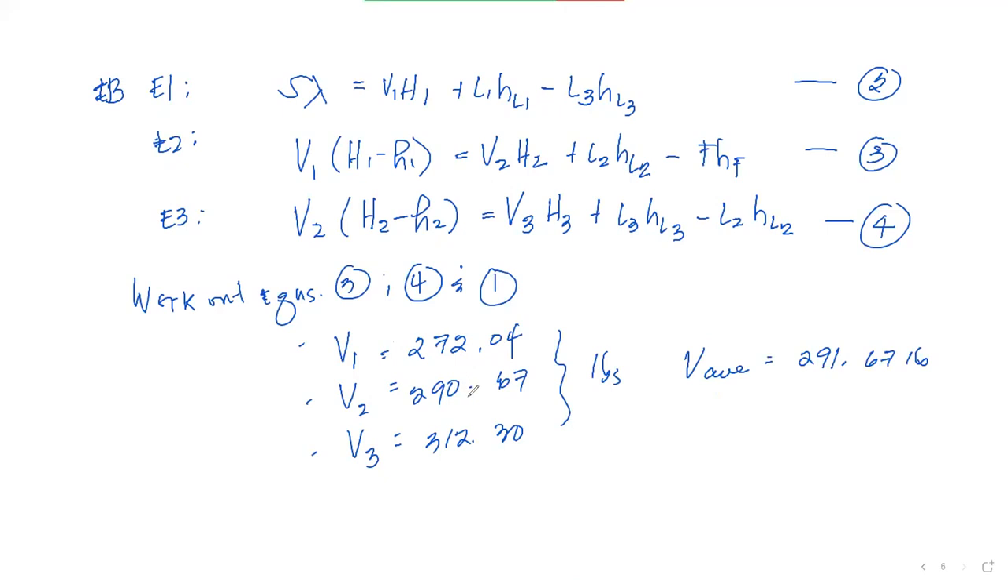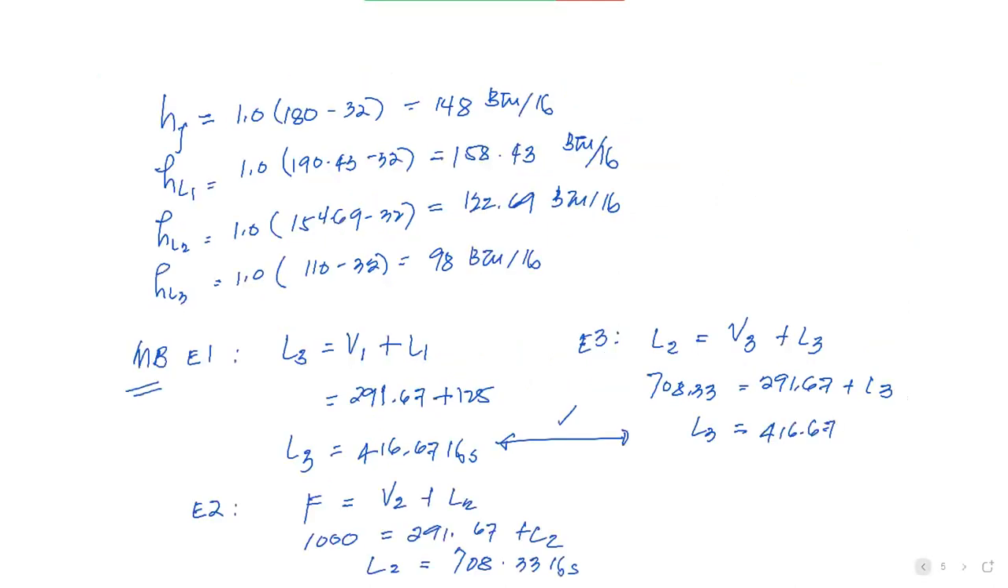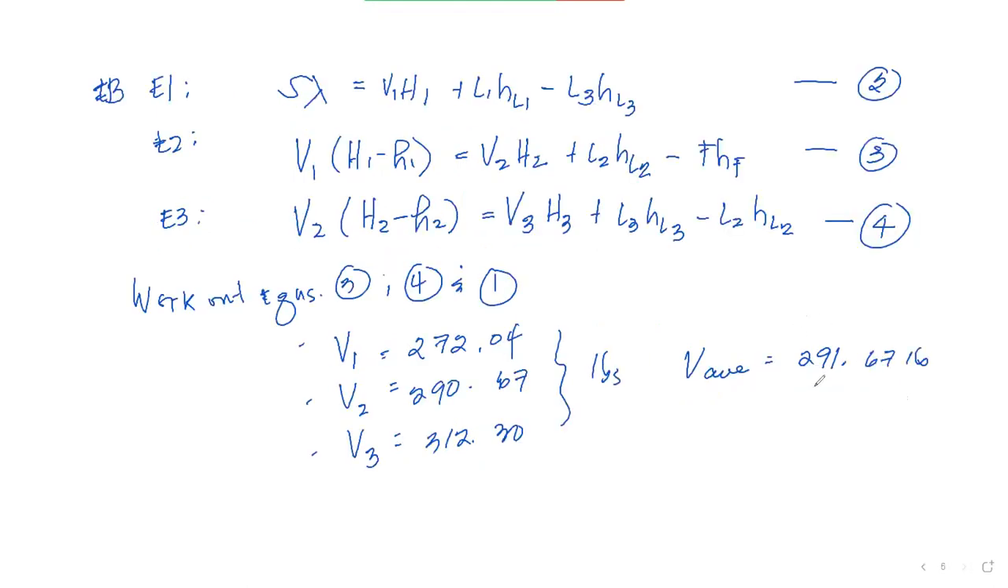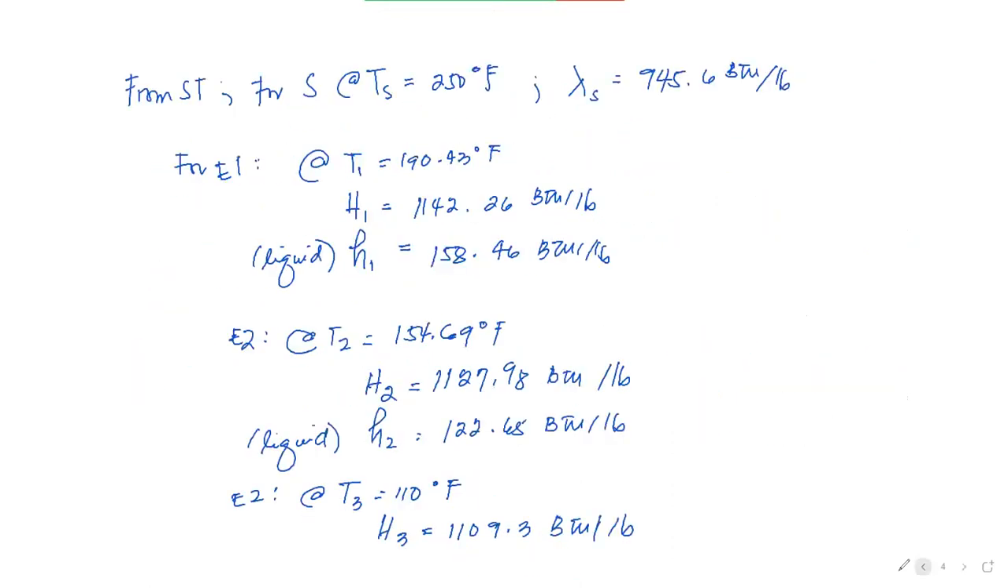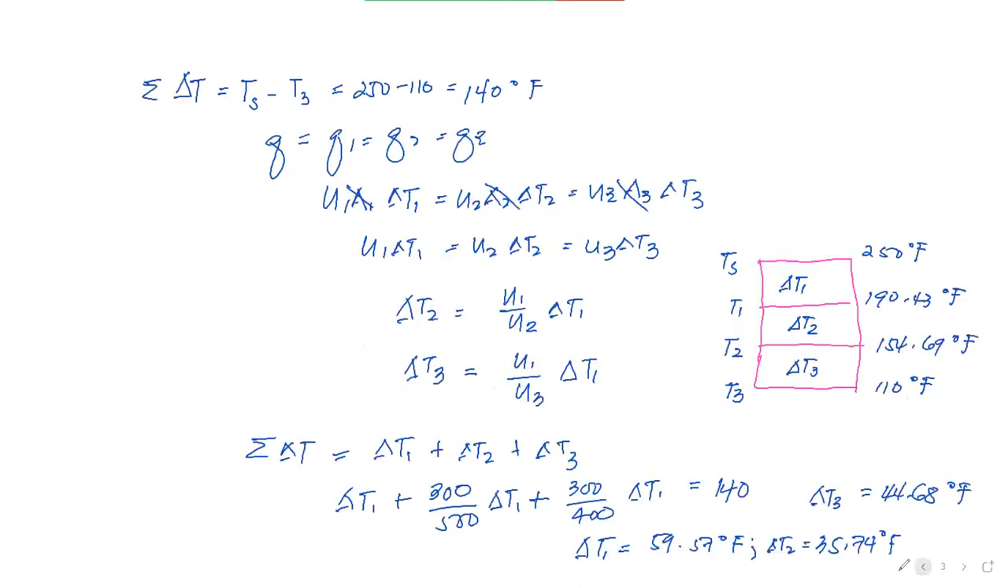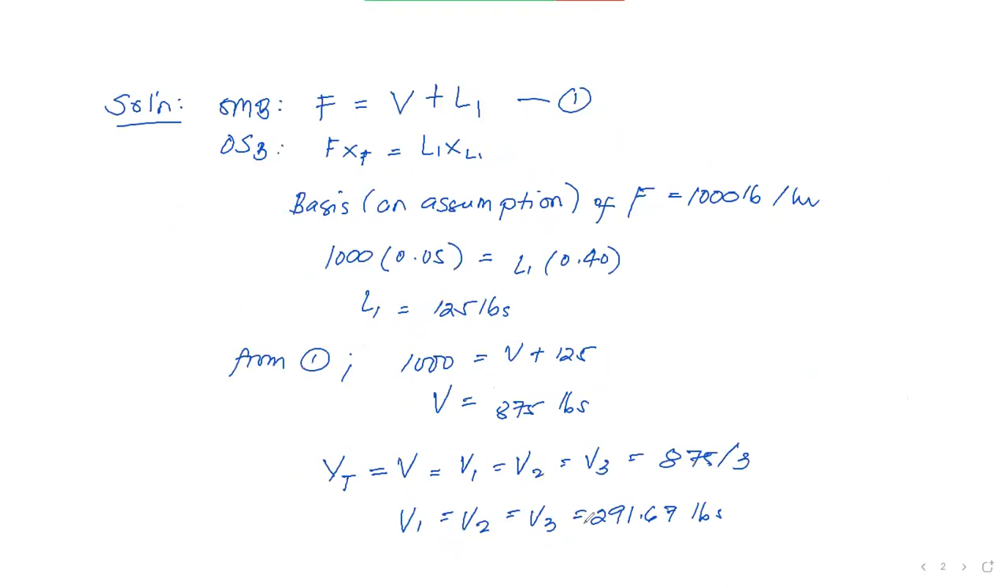272.04, 290.67, and 312.30. What is the V average? The same, right? Okay, so the value is 291.67. If you go back to the total vapor evaporated, which we divided by 3, it's also 291.67.